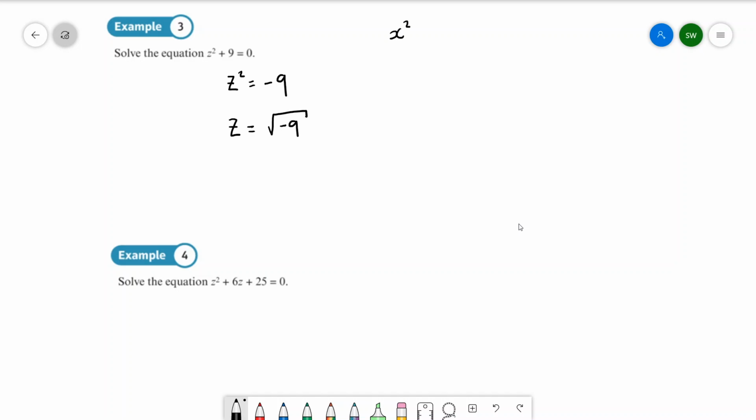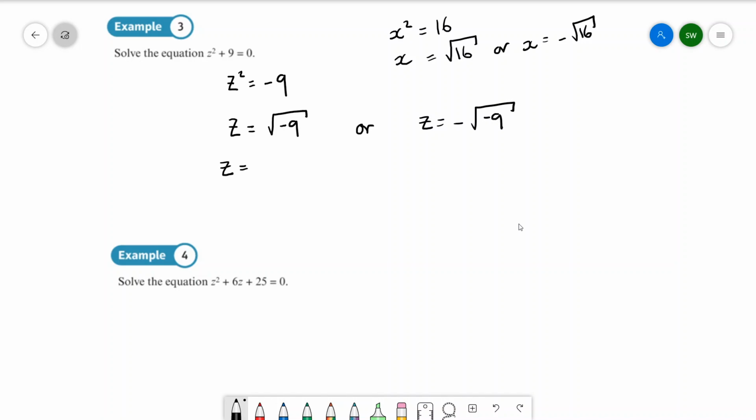Well, if we had an equation such as x squared equals 16, we know that when we solve this, we're going to have two solutions. Either x equals the square root of 16 or x equals minus the square root of 16. Well, here when we square root both sides, we're going to have z equals the square root of minus 9 or z equals minus the square root of minus 9.